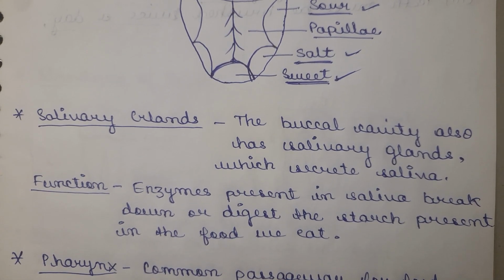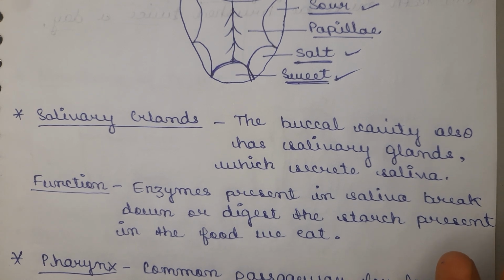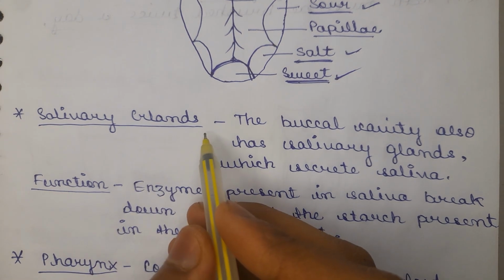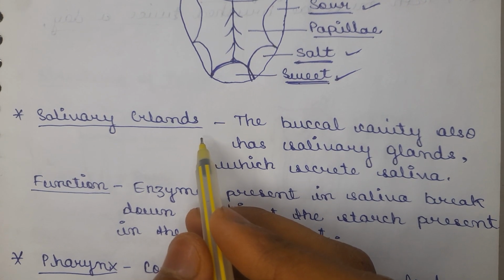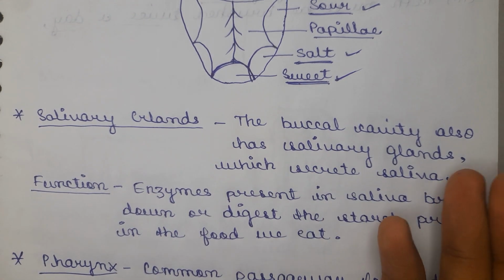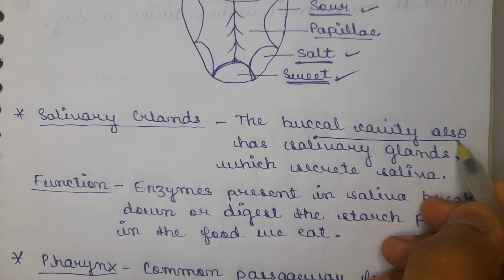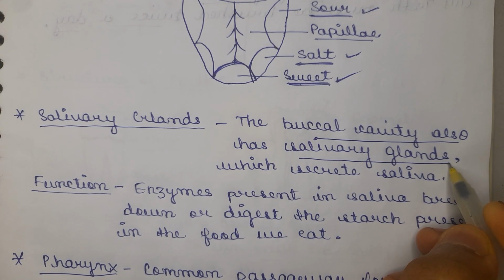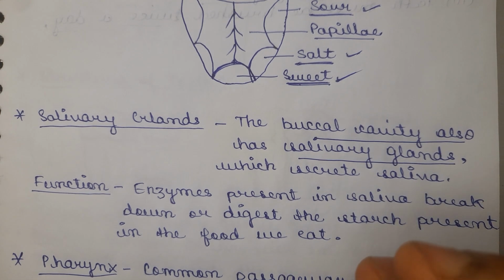Now you may think about how we can feel different types of taste. How is it possible? This is possible due to the salivary glands. These salivary glands are, apart from the tongue and the teeth, also present in the buccal cavity.